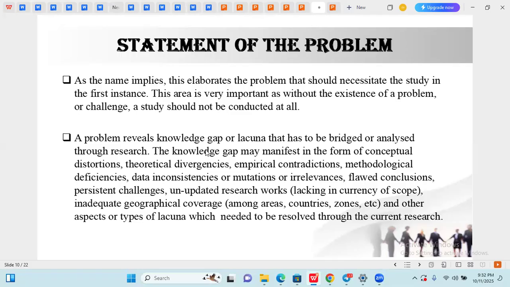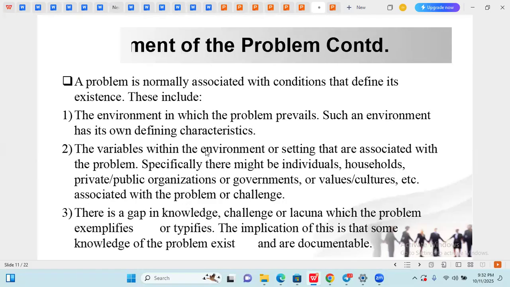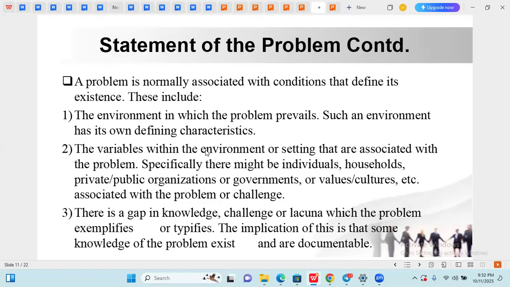And please, when you are writing this your statement of problem, don't write advantage or disadvantage. Write on the problem. State the problem. Let us know the problem, and then you expand it. Say a problem is normally associated with conditions that define its existence. This includes the environment in which the problem prevails, like Nigeria. If it's X sector you are dealing with, the problem is in X sector. If it's a country, the problem is in this country. So the environment of the problem.